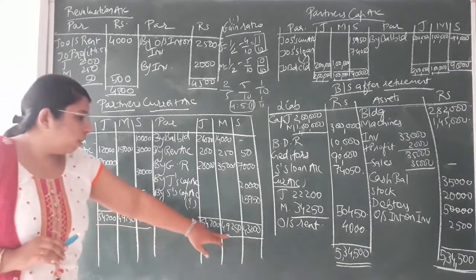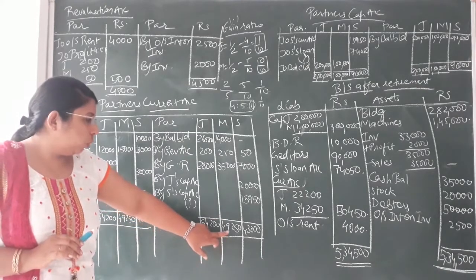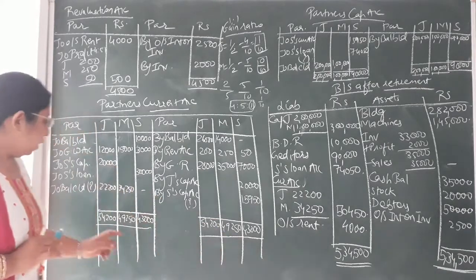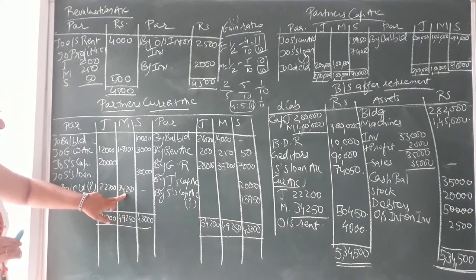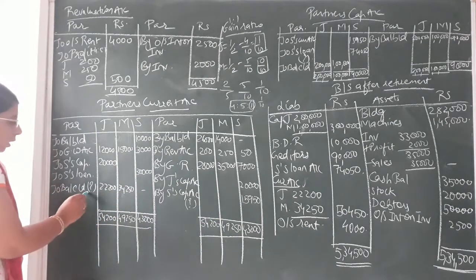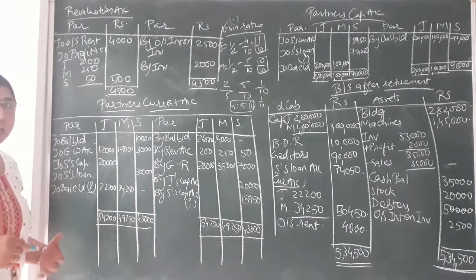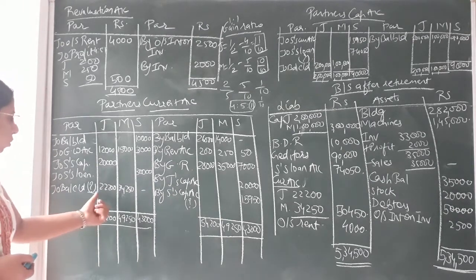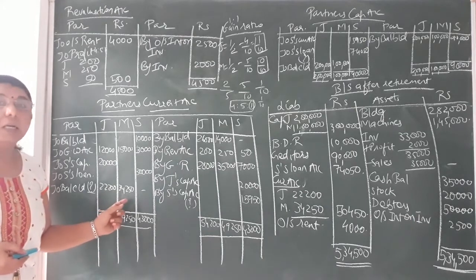Same way it is for Mamta also. The total comes to 49,250. With 49,250, the difference comes on the debit side, that is 34,250. See, I have written a question mark over here. Question mark means this value we have found out. Okay, so both the balances are credit balances.